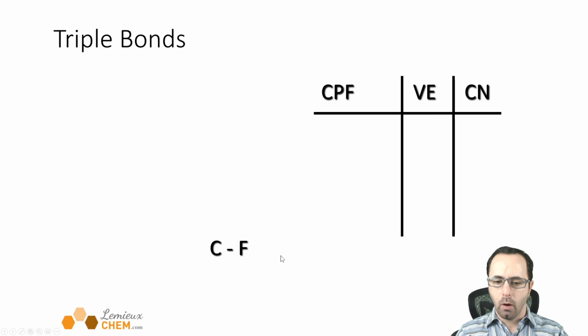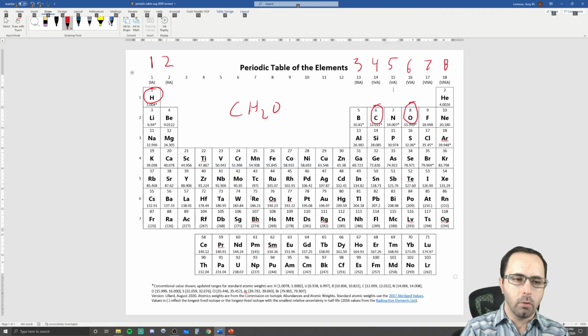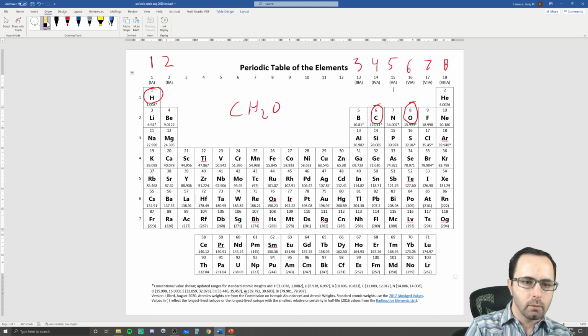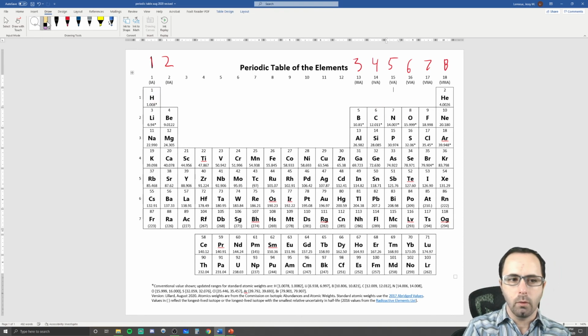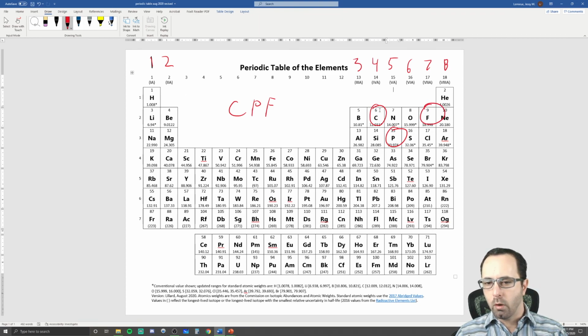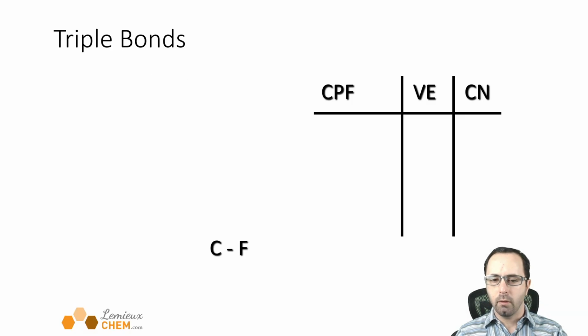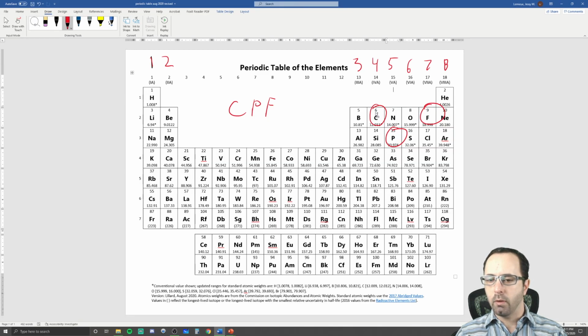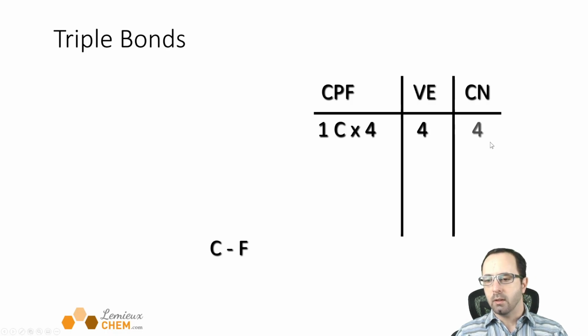Let's go back to our periodic table here. So now our molecule is CPF. We've got a carbon, phosphorus, and a fluorine. Our carbon here is in group 4, so each carbon has 4 valence electrons. We've got 1 carbon with 4 valence electrons, so that's 4 valence electrons from the carbon. For covalence number, each carbon starts with 4 valence electrons. It needs 4 more to have 8, and so its covalence number is 4.